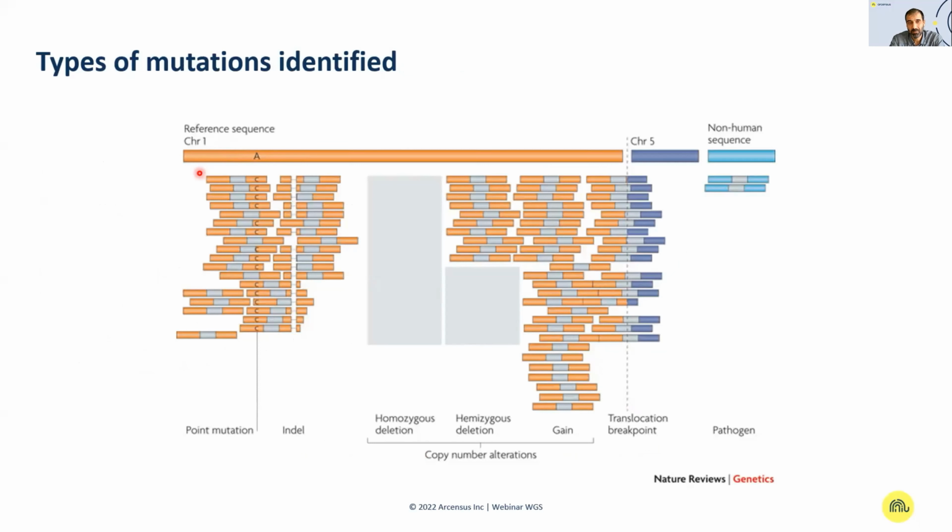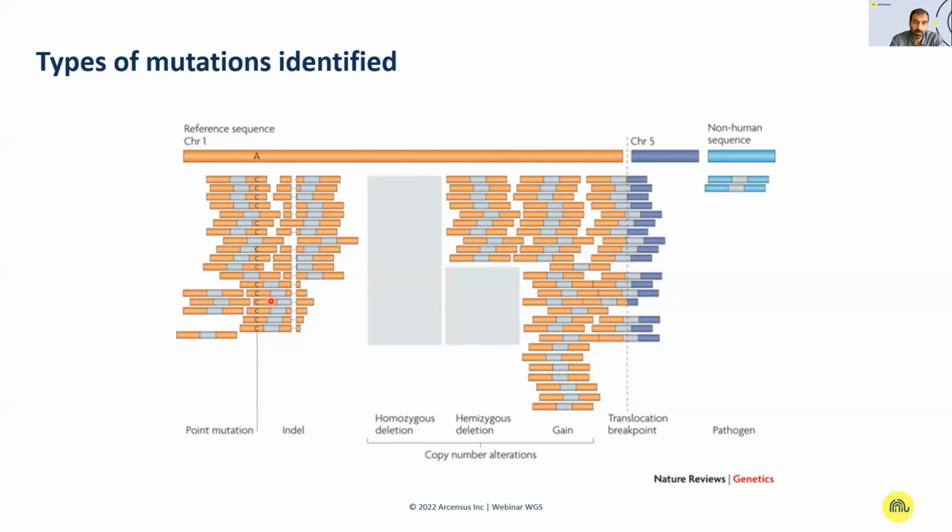So this is a cartoon depiction of a chromosome at the top. Below this chromosome, you have the reads, the way they are aligned to the reference genome. Whenever there is a difference between the reads, the raw data that is obtained, and the reference, it will be called as a variant. And this is what a single nucleotide variant looks like.